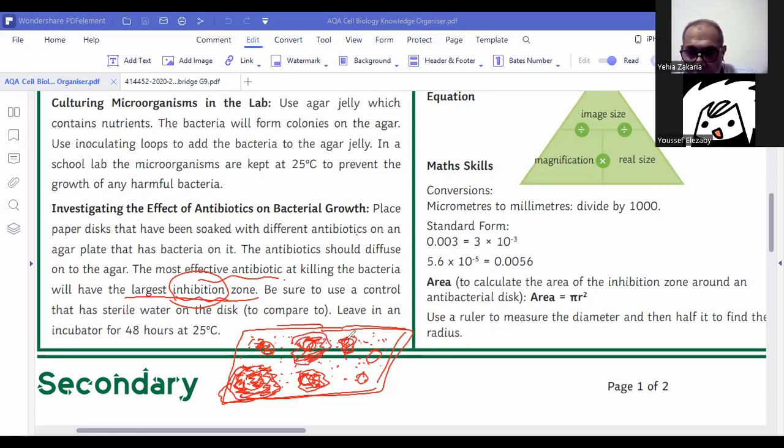If you're the lab doctor, you will write your report to the physician. For example, antibiotic A, antibiotic B, antibiotic C, antibiotic D. You will write that the most effective antibiotic is antibiotic A, which has the largest inhibition zone upon the bacterial layer. Understand?